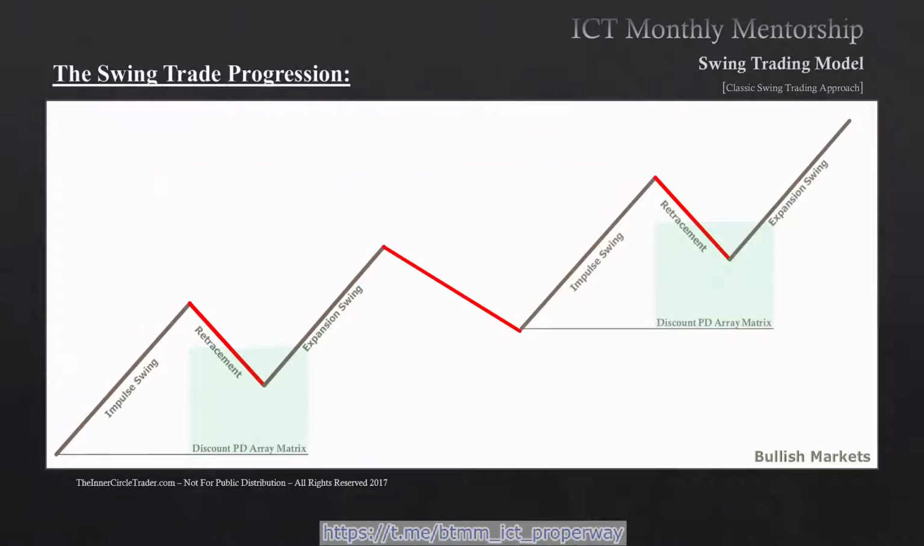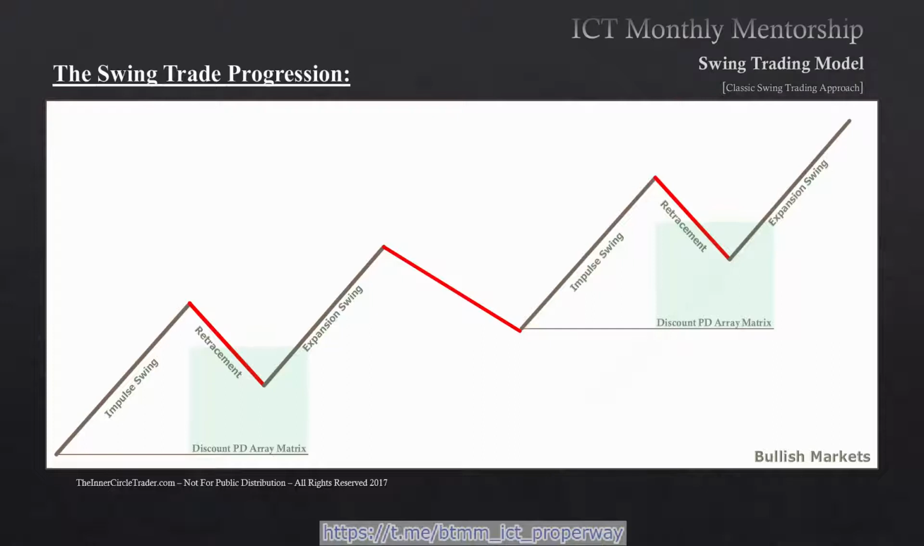All right, so let's take a look at the swing trade progression. Let's just say, for instance, this is a monthly chart. Okay, as you have a first impulse swing, then there's a retracement. If you're in a bullish market environment, you would expect another expansion price swing, and then a retracement, and then another impulse price swing, then a retracement, and another expansion swing, but all along making higher highs and higher lows. That's a normal classic textbook trend that would be deemed bullish by anyone's standards.